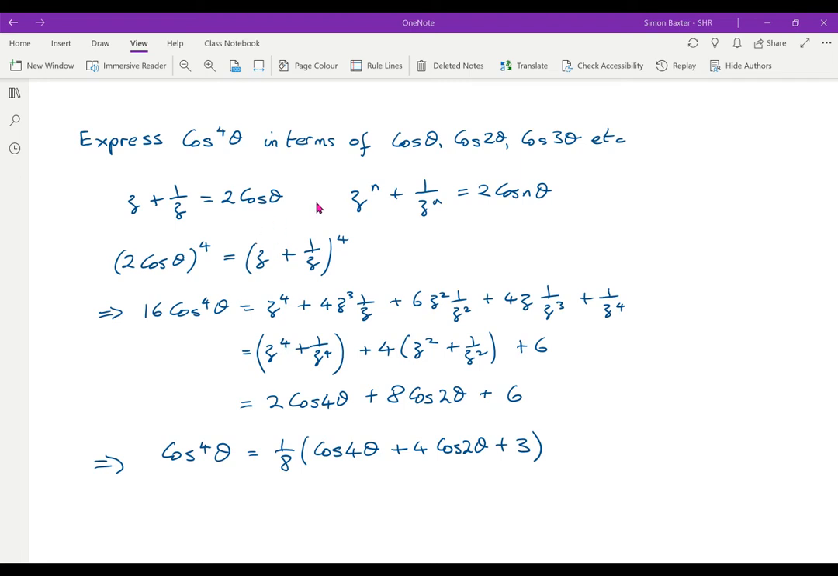Notice this is a very different technique to the one that we did in the previous video. If you use the wrong technique in the wrong place, you will give yourself a much longer problem to solve.